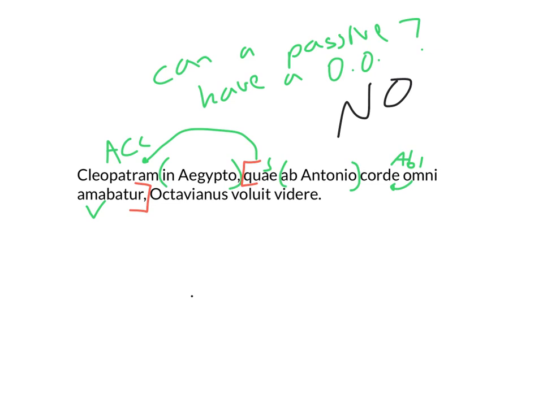So we see amabatur, there's your passive verb. With the passive verb, we then see Antonio in an ob, and we now have a new analysis of this because we were maybe thinking "from Anthony," but now we're thinking "by Anthony" because the ablative agent is probably present with a passive verb there. And that leaves our other ablative to be an ablative of means.